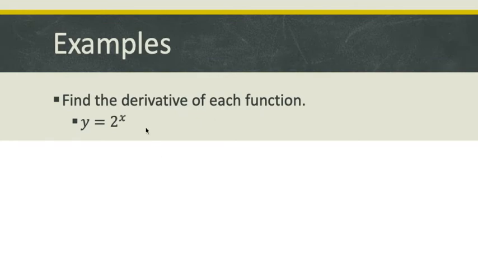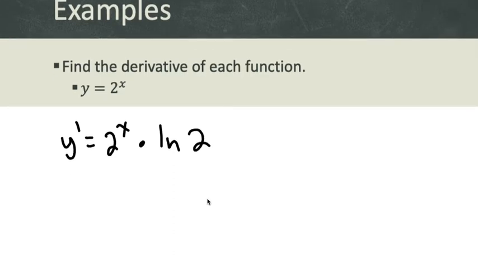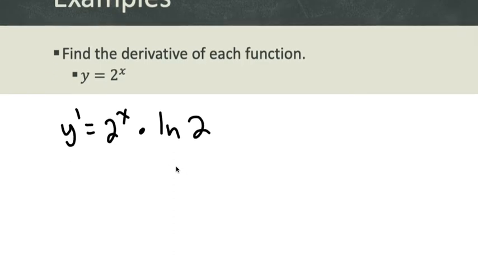Find the derivative of each function. So first up, y equals 2 to the x. So if we're doing y prime, again, we always recopy 2 to the x. If the base is something other than e, we need to do ln of that base, so ln of 2. Okay, and I mean, you could have absolute values, but 2 is already positive, so we don't need to do that. Okay, so that would be your final answer.